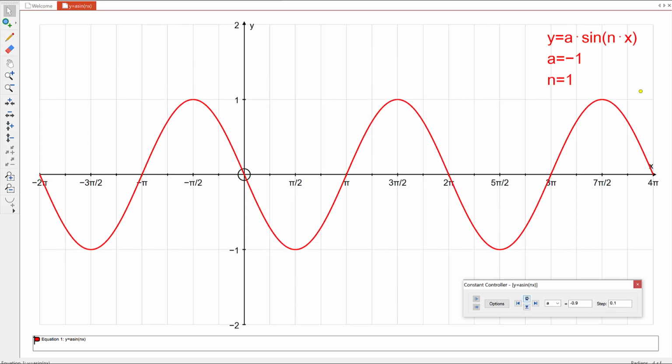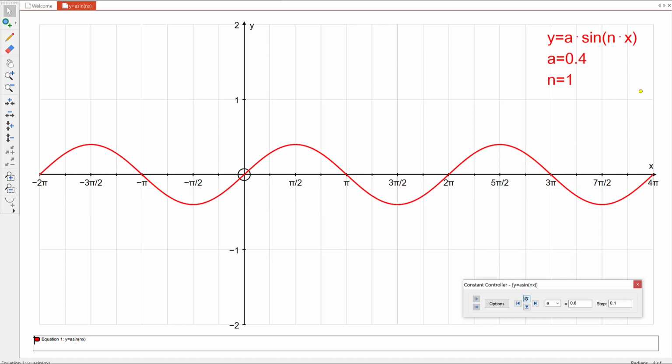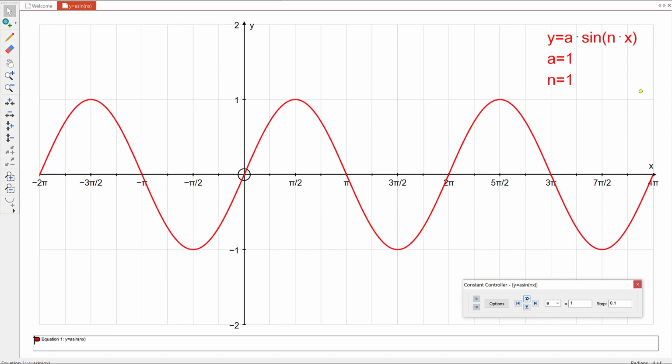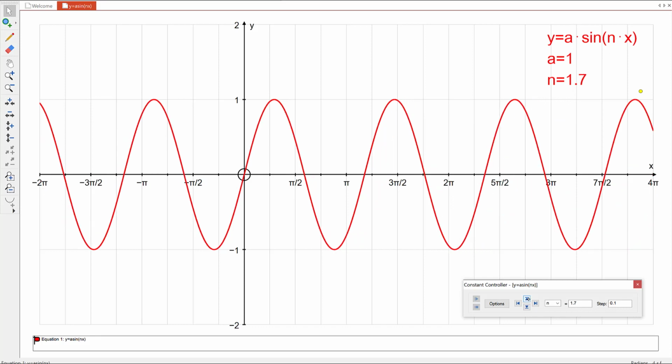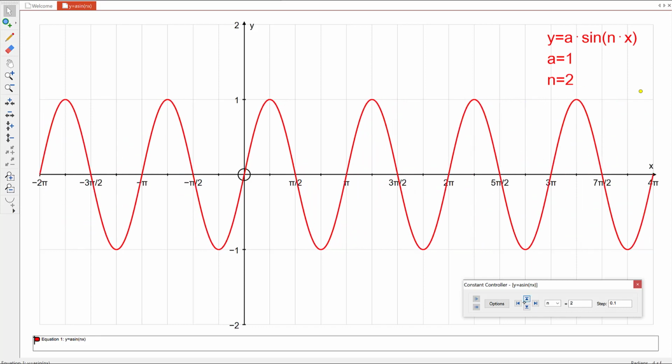If I make a back to 1, and we focus on changing n, remember when it's inside the function it's sort of backwards. So f of nx is a dilation of f of x by 1 on n from the y-axis. So what we're going to see here is as we make n bigger, let me just go to a whole number so we can be clear about what's happening. N is 2, we've dilated by half from the y-axis. So where the period before was 2 pi, we're now seeing the period is pi. We're seeing one complete picture of the sine curve between 0 and pi. So we've halved the period.